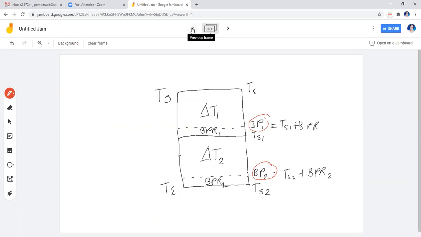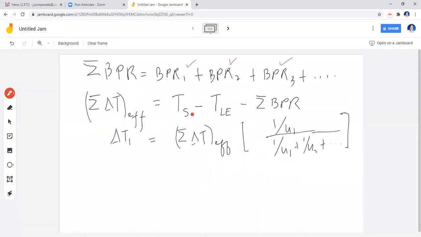This formula is the same formula you find in Geankoplis. Actually, he did not place this one, but it was discussed there that you are to subtract the summation of the BPRs from your original summation of delta T.